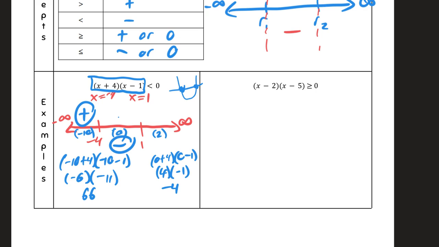Okay. So if I plug in 2, I would get 2 plus 4 times 2 minus 1. So it's 6 times 1. We don't really care about the value. We just care it's a positive times a positive, so that interval ends up being positive. All right. So you have a completed sign chart.